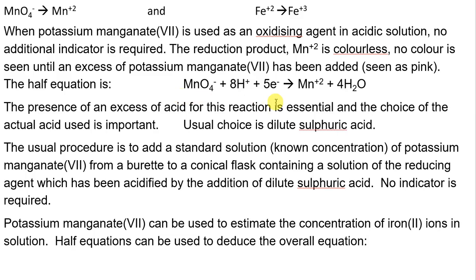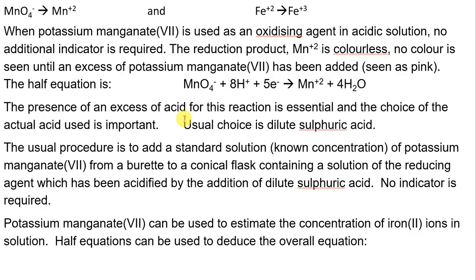Now my half equation is given here. I look at my Mn, 1 Mn on both sides, fine. 4 oxygens on the left, 4 H2O, fine. 8 H plus on the left, 8 hydrogens on the right, that's fine. I need to add 5 electrons to the left to balance this equation for the reduction process.